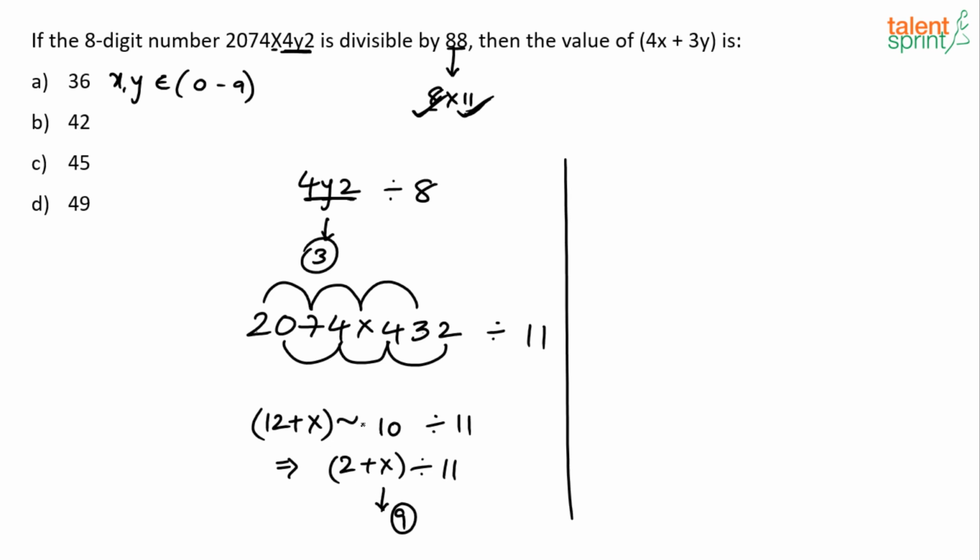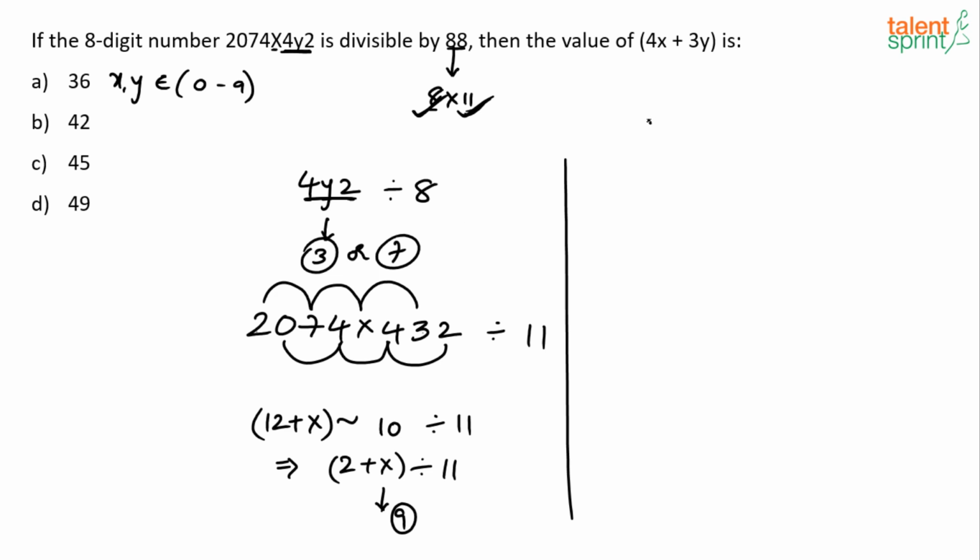Now that you know x and y, you can find out 4x plus 3y. Now going back, is 3 the only value possible here? We assumed it is, but somebody has rightly pointed out that 472 is also divisible by 8. So let's see what happens. It can be 3 or it can be 7, right? 472 is 59 times 8, so y can be 7 as well.